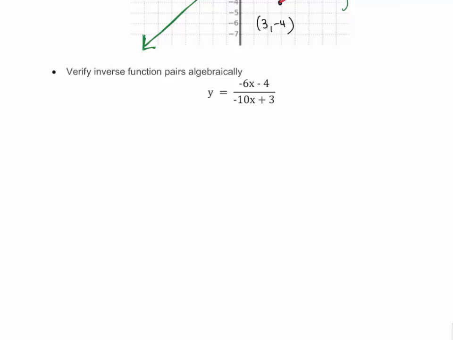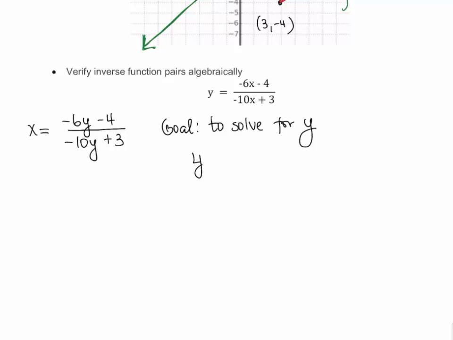What's the procedure here? We set up our function like this. We have y is equal to this rational expression, negative 6x minus 4 over negative 10x plus 3. We're going to interchange x and y. Anywhere I see y, I write x, and anywhere I see x, I write y. Now the goal is to solve for y, meaning you need to have y equal to some expression of x.